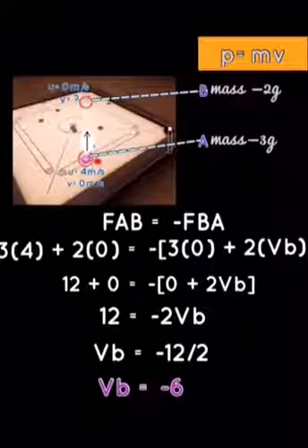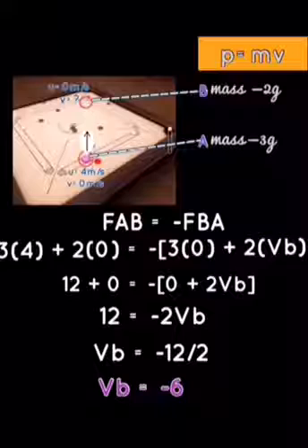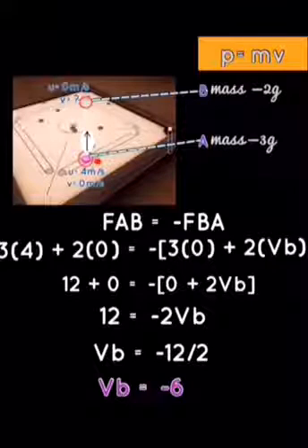Thereby, when we substitute the values, 4 3s are 12 plus 2 zeros are 0 equals minus of 3 zeros are 0 plus 2 VB. When we simplify it again, 12 equals minus 2 VB. So we get VB equals minus 12 by 2, that is VB equals minus 6. Thereby we found out the velocity of object B equals minus 6 meters per second.